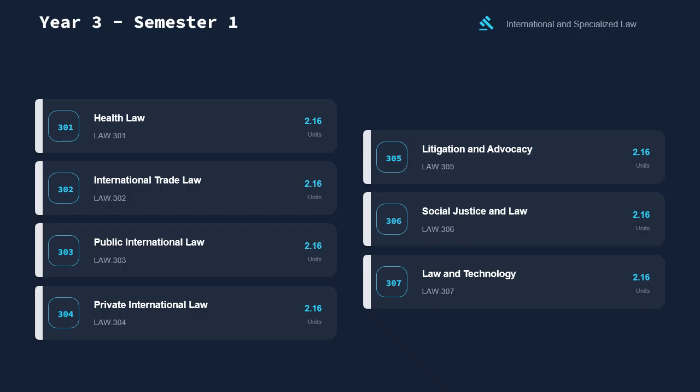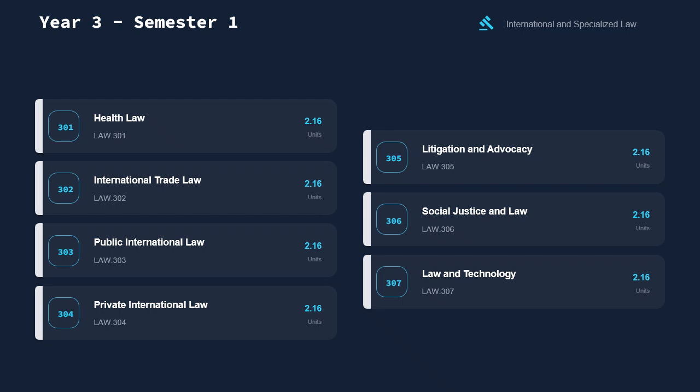Year 3, Semester 1, International and Specialized Law. Course, Law.306, Social Justice and Law. Foundations of Social Justice and Law, Theories, History, and Movements. 1.1 Defining social justice, equity, equality, and rights.